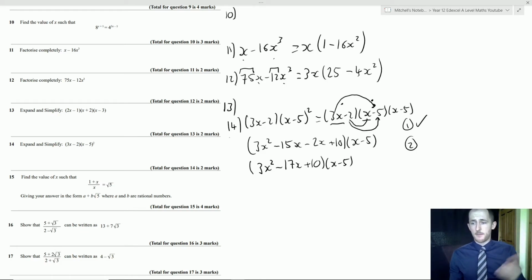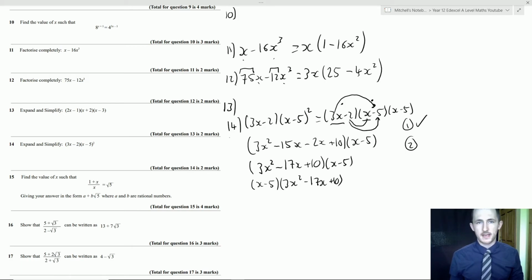That's it. I personally like to write the smaller bracket first. But again, it really doesn't matter. Just make sure that every term has been times by every other term. So, again, start with the x, times that by everything in this bracket.